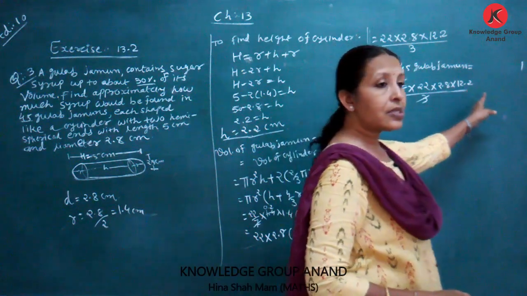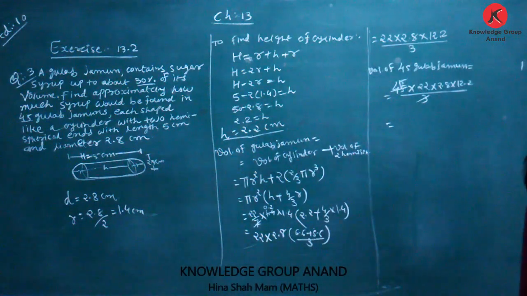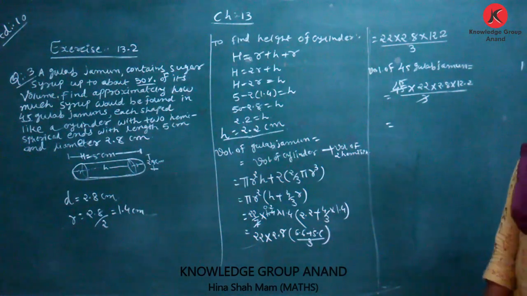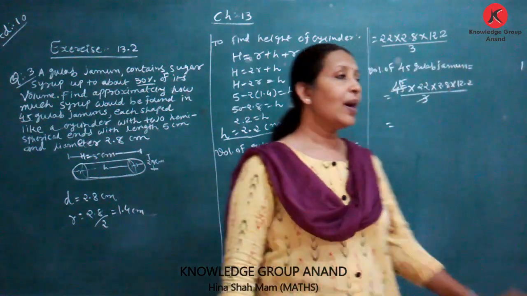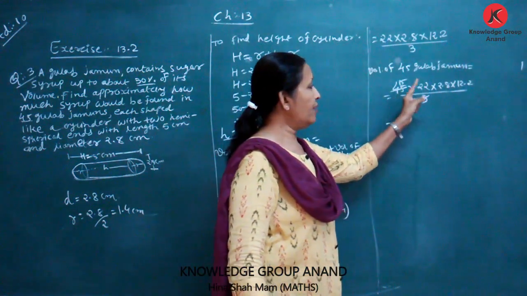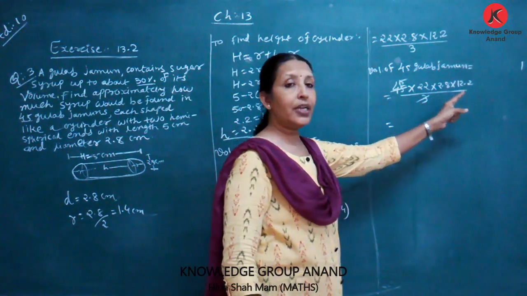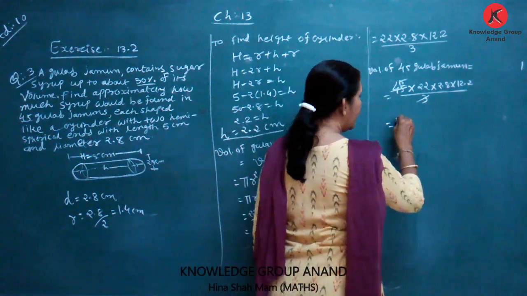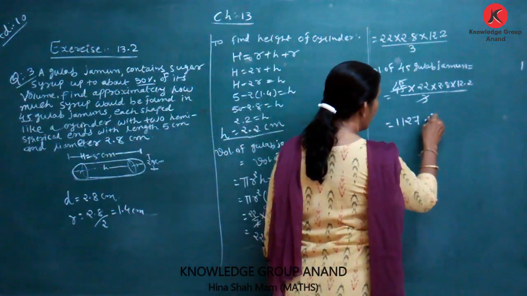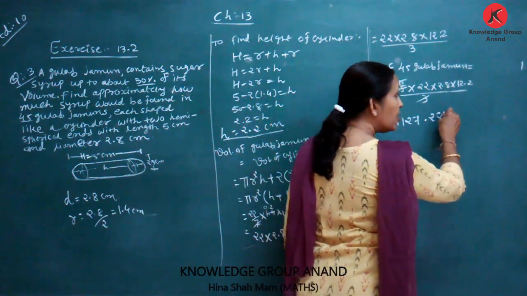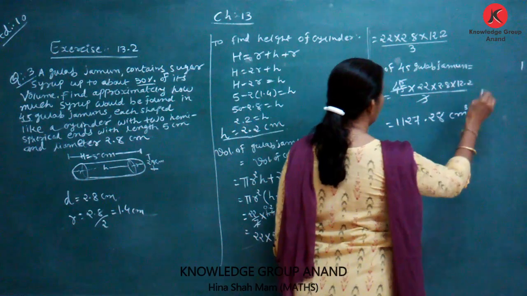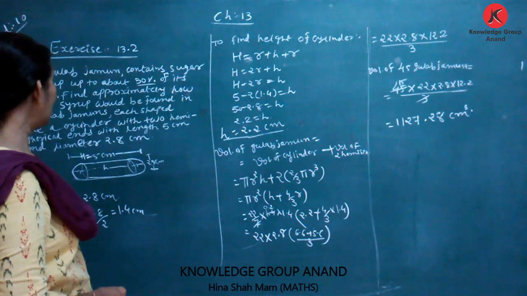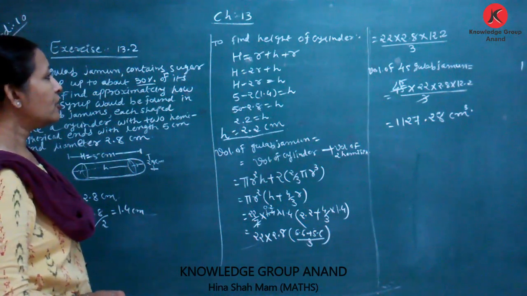Now multiply all these numbers. Then do it in your rough work. How much? 15 multiply 22 multiply 2.8 multiply 12.2 is equal to 1127.28 centimeter cube. 1127.28 centimeter cube.